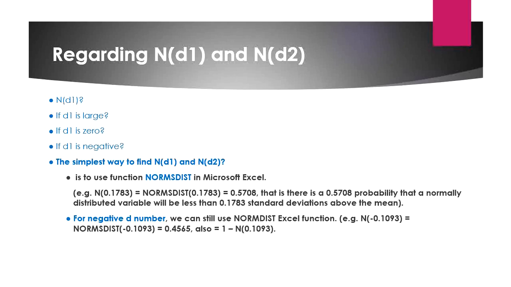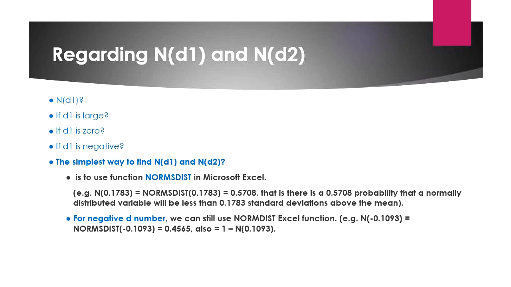If d1 is 0, then the normal distribution of d1 will be 0.5, meaning that there is a 50% chance that a normally distributed variable will be below the average. If d1 is negative, then N(d1) will be less than 0.5, meaning that there is a less than 50% chance that a normally distributed variable will be less than d1 standard deviations below the mean.